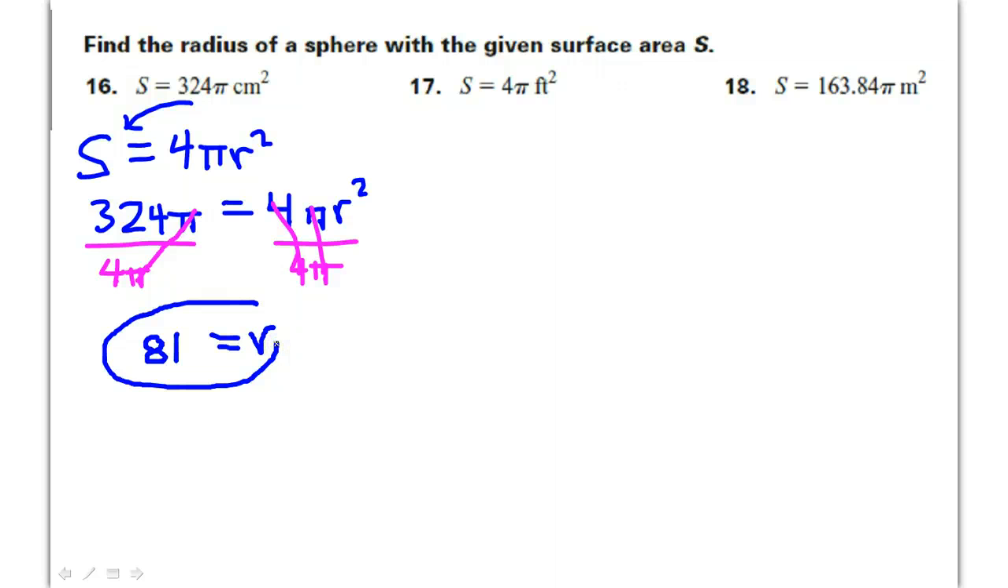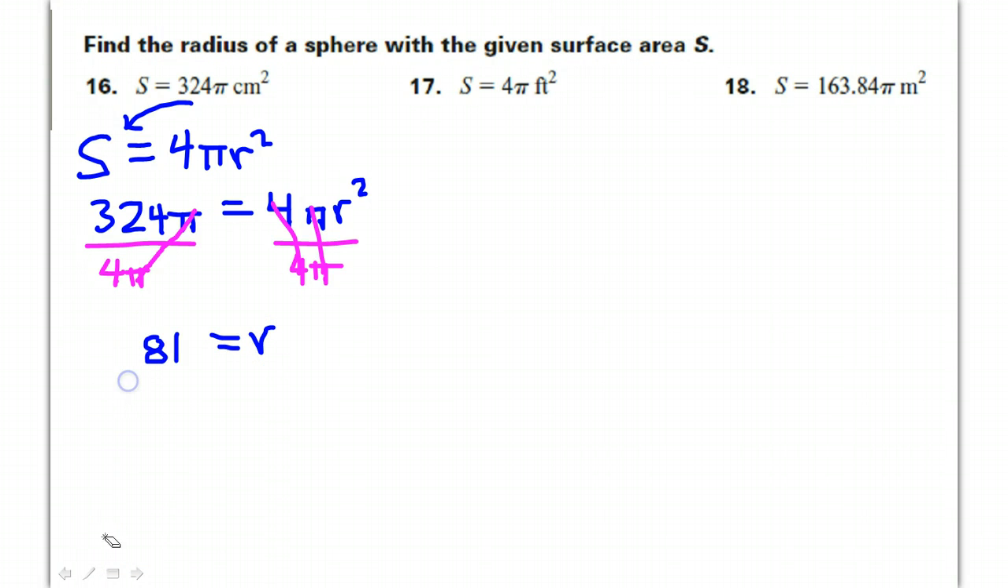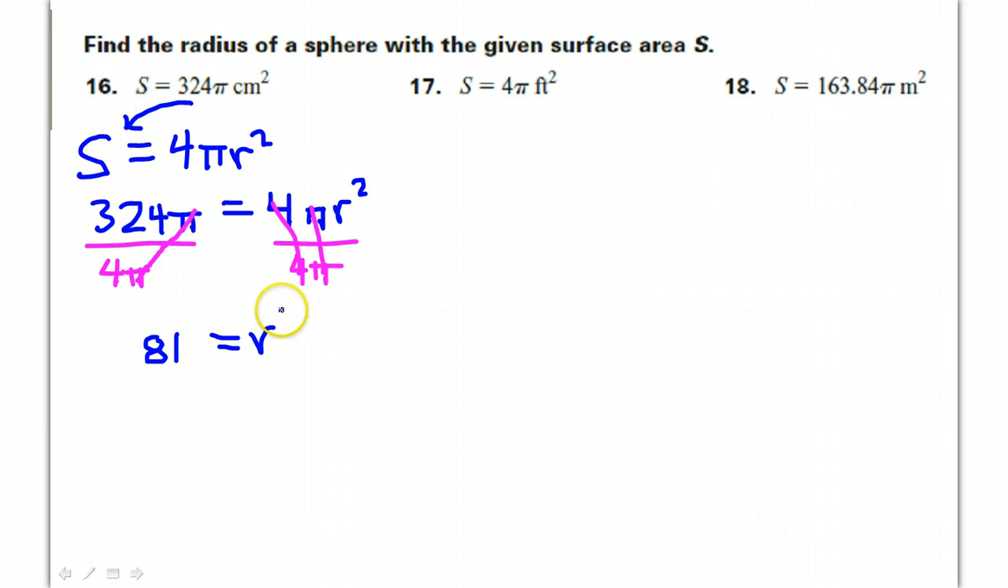Oh, r squared. R squared. You don't have to yell. Alright. 81 is r squared.